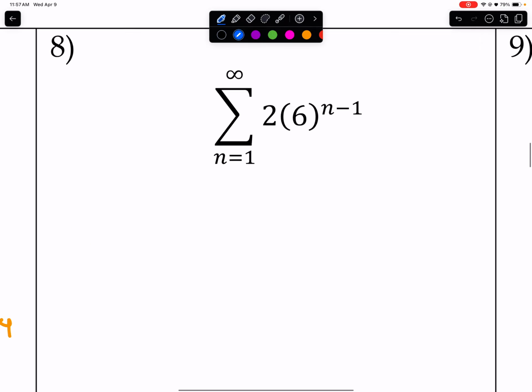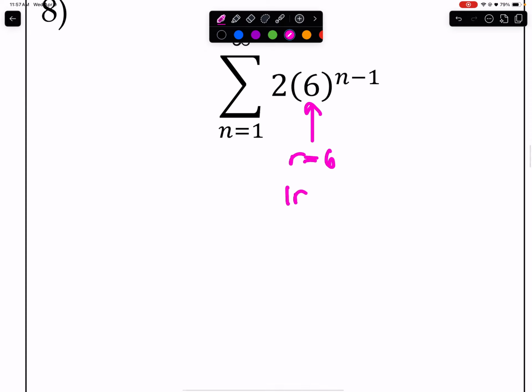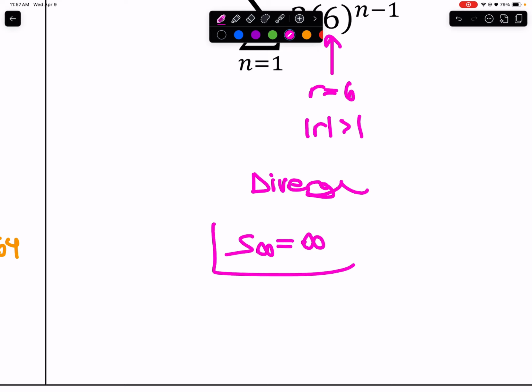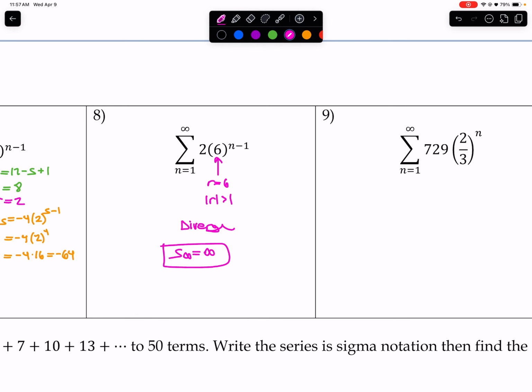Okay, now looking at number 8. With this one, we are looking at an infinite geometric, and my r value here is going to be equal to 6. Because r equals 6, that also tells me that the absolute value is bigger than 1, which means this is going to diverge. So my infinite sum is actually going to be infinity. So that's all you would do for that one.